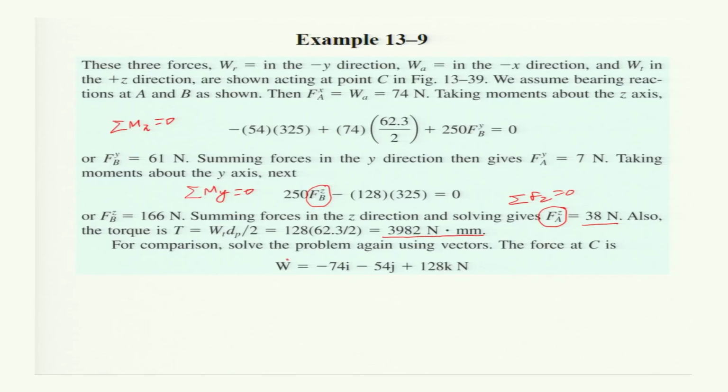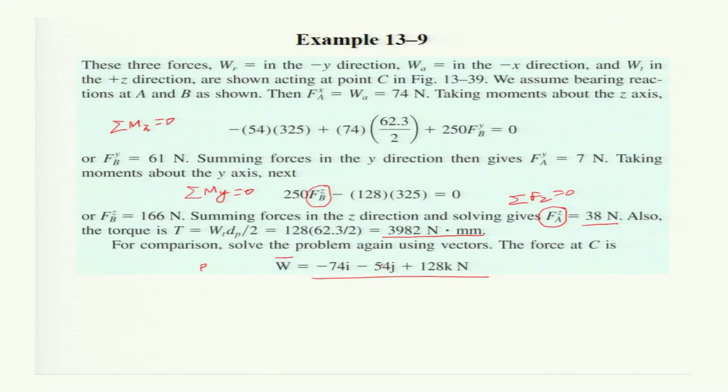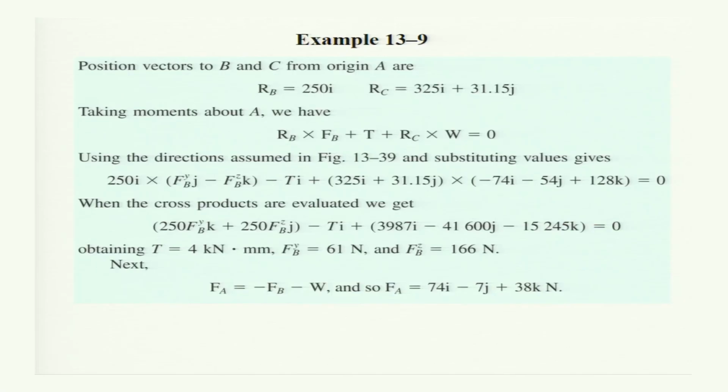In the vector method, the forces acting at the pitch point of contact of the gear can be written in this form. This is Wa, in the j direction Wr is acting, and in the z direction the transmitted load is acting. So you are writing all the terms in vector form. The forces acting at a pitch point are represented by this vector.